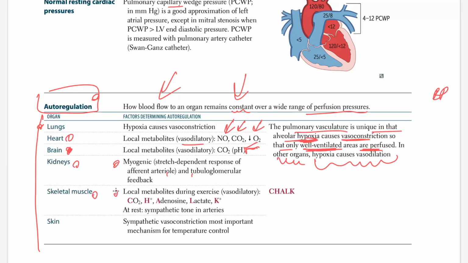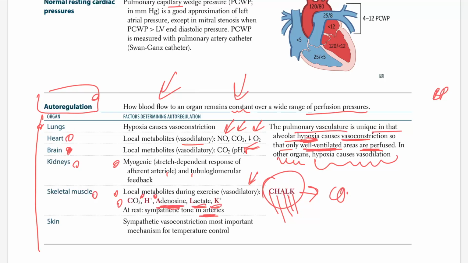Skeletal muscles: local metabolites during exercise are vasodilators. In skeletal muscles, when you exercise, you have vasodilators, for example, CHALK. You have carbon dioxide, hydrogen ions, adenosine, which is the new one here, right? Adenosine, lactate, and even potassium. So CHALK is a very good mnemonic. So these are the local metabolites for skeletal muscle: carbon dioxide, hydrogen ions, adenosine, lactate, and potassium.